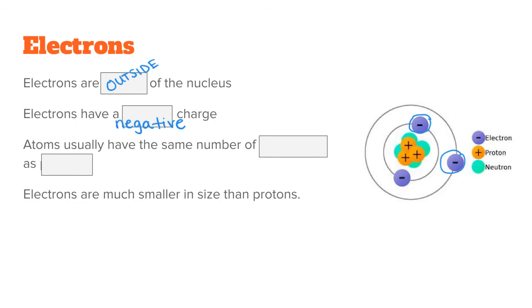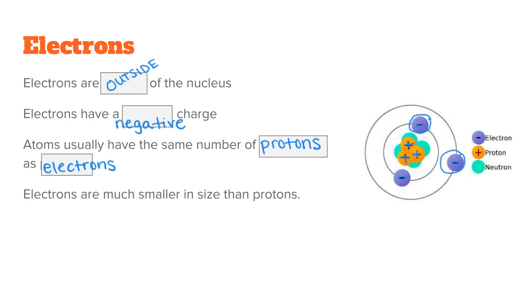So atoms usually have the same number of protons and electrons. As you can see in this model, you have 3 protons, 1, 2, 3, and you have 3 electrons, 1, 2, 3. Okay? So remember, electrons are negative, protons are positive. The reason you usually have the same number is because negatives cancel out positives, or positives cancel out negatives. So it keeps it balanced so that there's not more positives or more negatives. It keeps it so there's not one more than the other, okay?